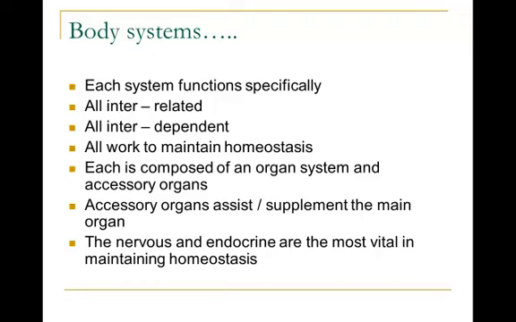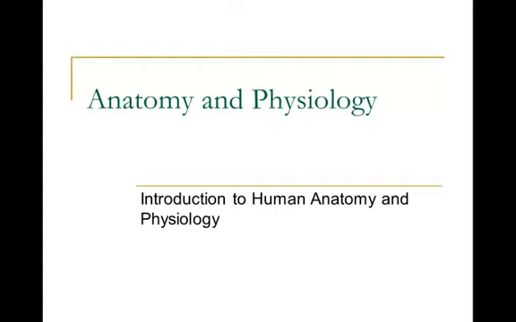And in every organ system, we have organs and accessory organs. The accessory organs help the main organ. So in the digestive system, for example, the main organ is the digestive tube, which includes the esophagus, the stomach, and the large and small bowel. Helping them are the other organs like the liver and the pancreas and the gallbladder. And as I said before, the nervous and endocrine systems working together are the most vital when we're trying to maintain homeostasis. And that's the end of our clip.